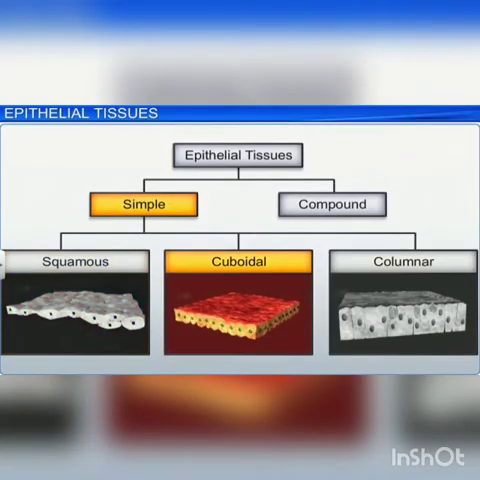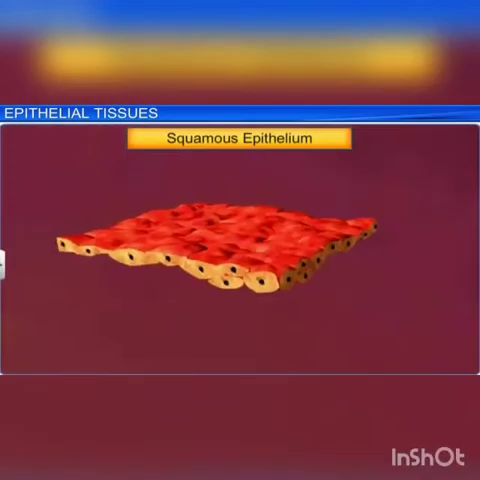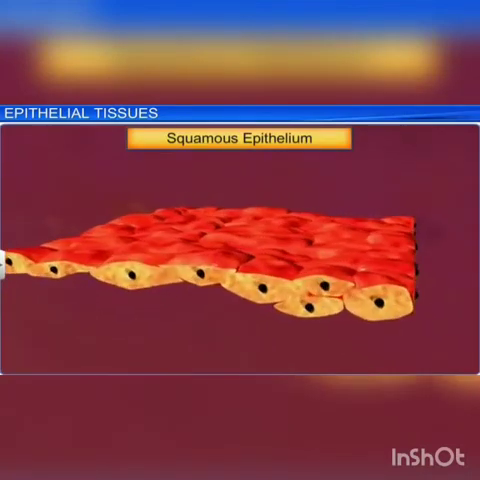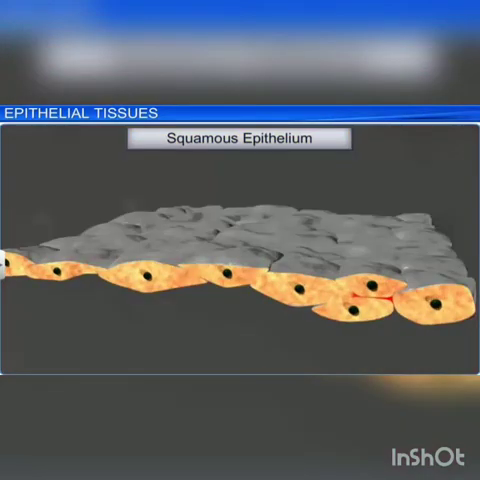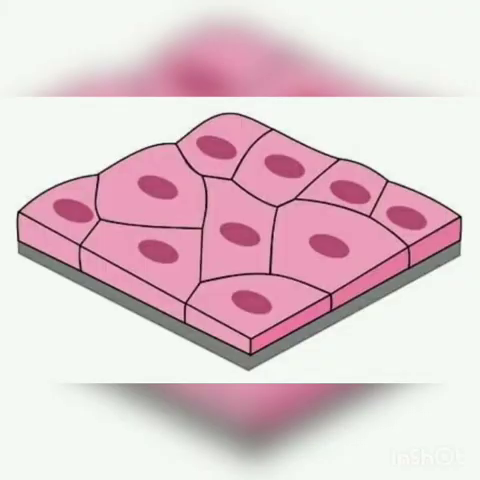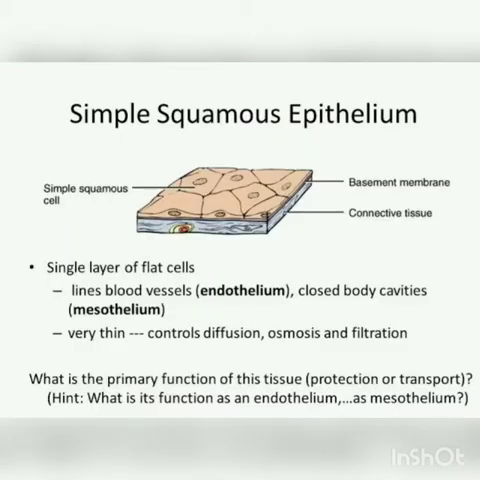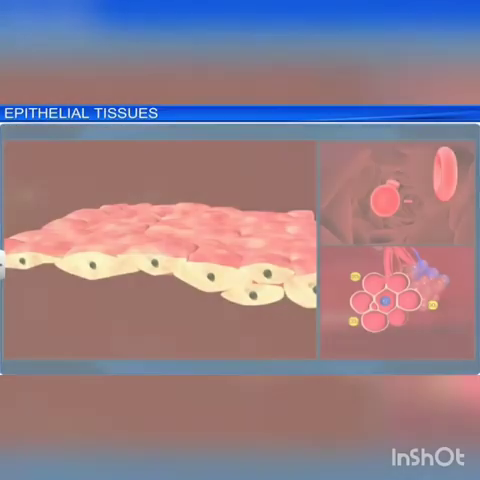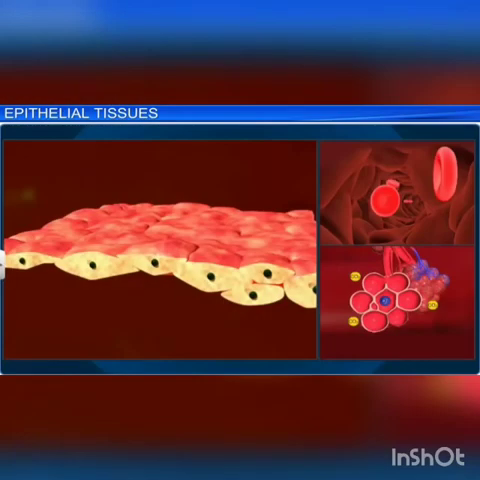First is squamous epithelium. This squamous epithelium is made up of a single thin layer of flattened cells. Squamous means flattened cells with irregular boundaries. These are found in the kidney glomeruli, air sacs of lungs, lining of the heart, blood vessels, etc. So the main function of this squamous epithelium is filtration and protection.